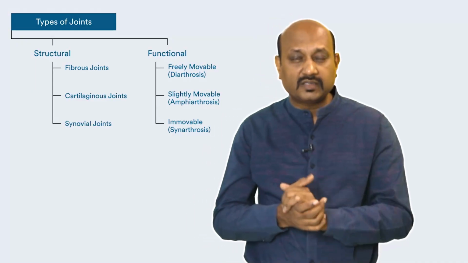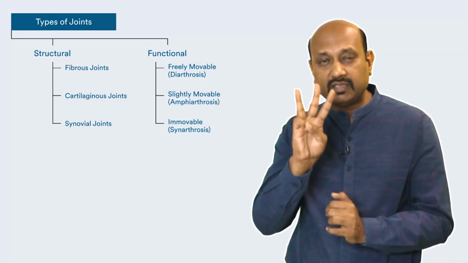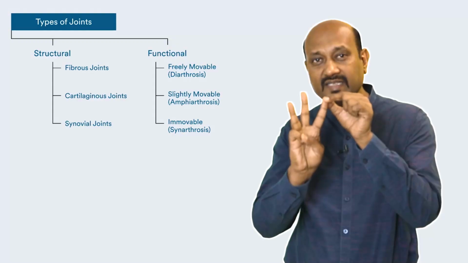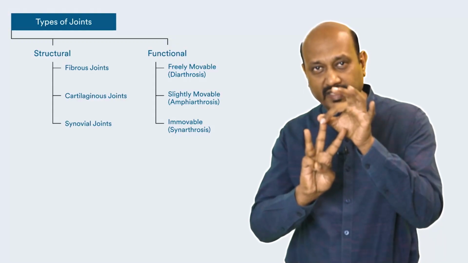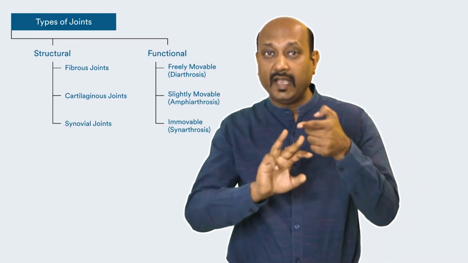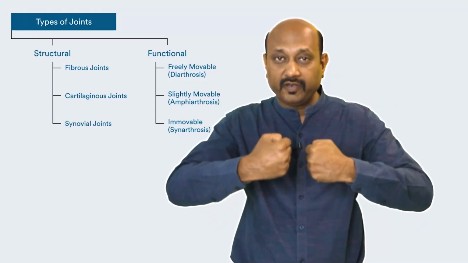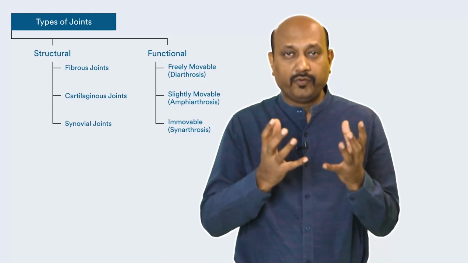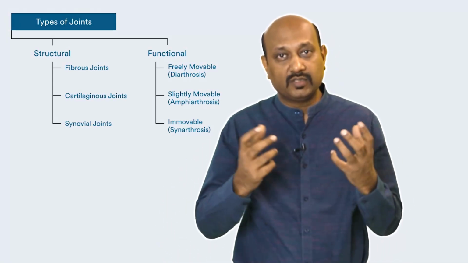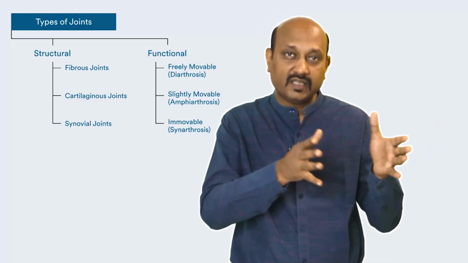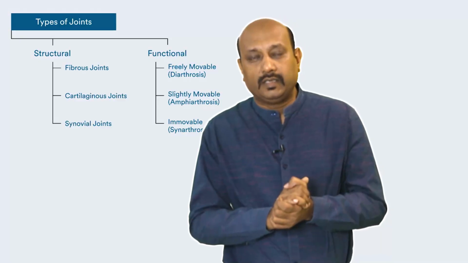So in the functional classification, we have three categories. One, immovable, no movement, known as synarthrosis. In the second category, we have very slight movement, that is amphiarthrosis. And in the third category, the freely movable joint, like a shoulder joint, we have the fluid in between and we have the cavity. So this is known as the diarthrosis. So in the functional classification, we have seen the three types.